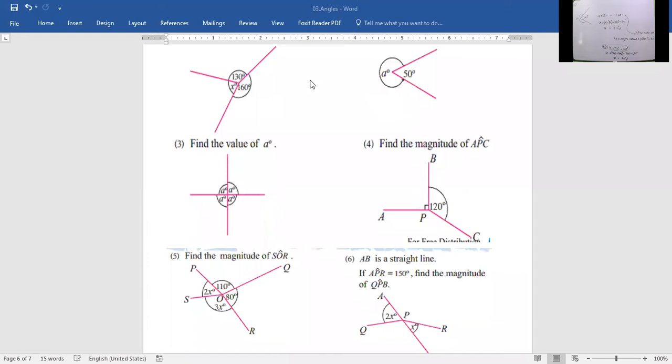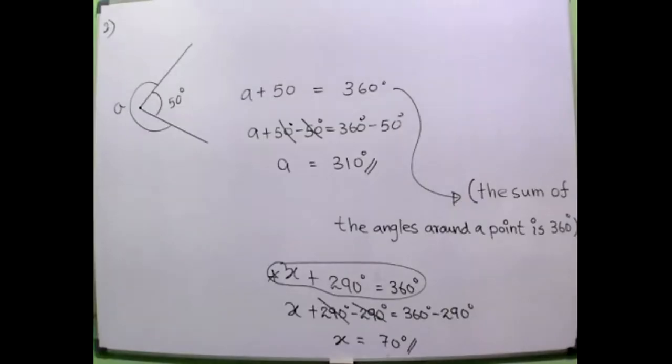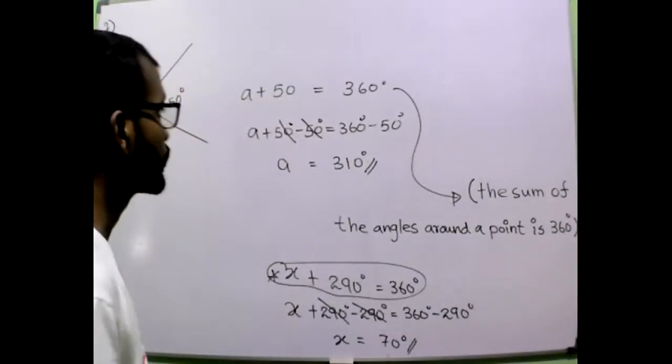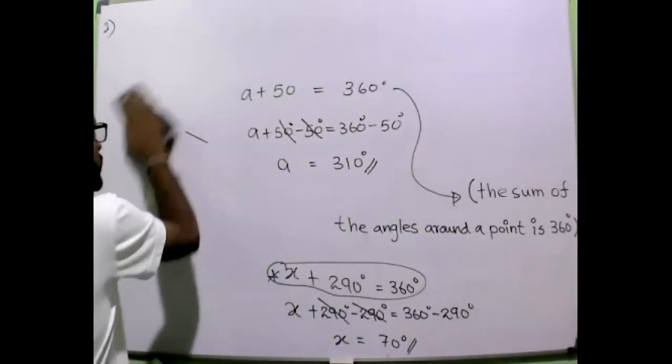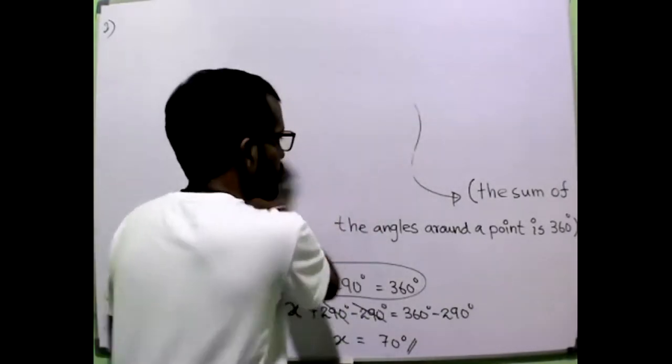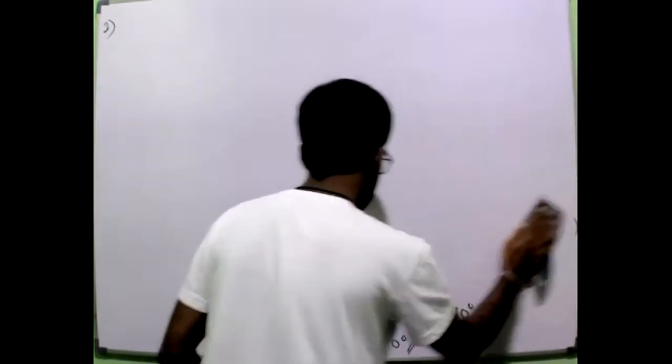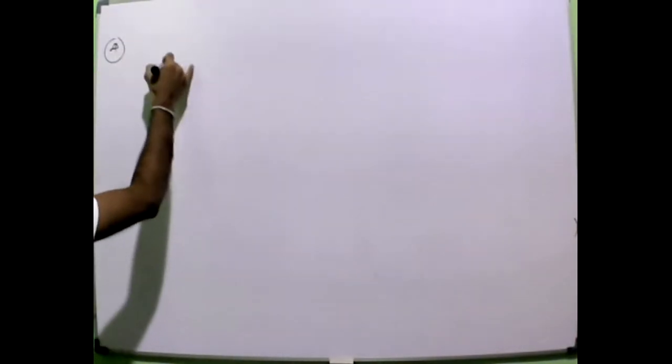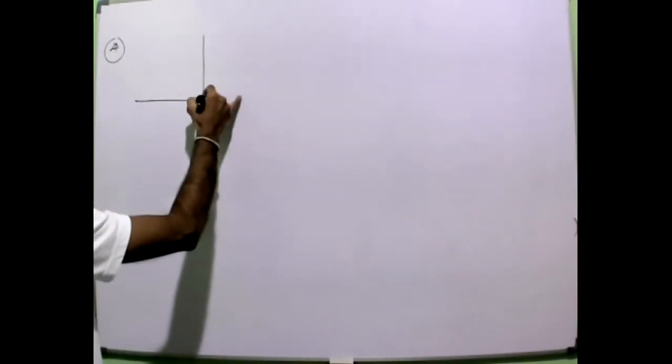Find the magnitude of ABC. When you are writing that, you have to go with the angle. The name of the angle is ABC, right? So you have to go with that part, that label. I will explain it. So here in the fourth one, it is something like this, the figure.